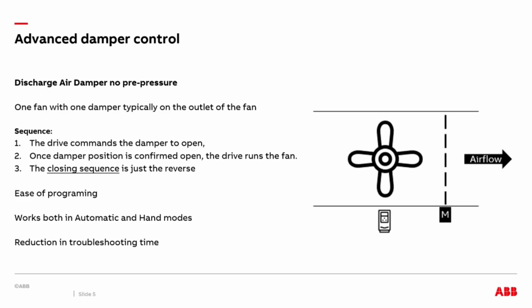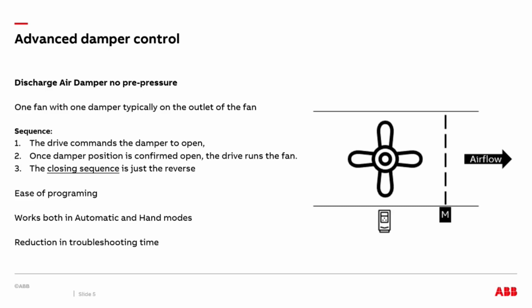This feature, being able to work in automatic and hand, is great because there are times where you might not be able to be running the fan in automatic. Say there needs to be some maintenance done in an area and the drive needs to go into hand mode. You're going to see in the next few slides when we talk about the 2 other control strategies in advanced damper control that being able to run in hand mode is a critical feature.